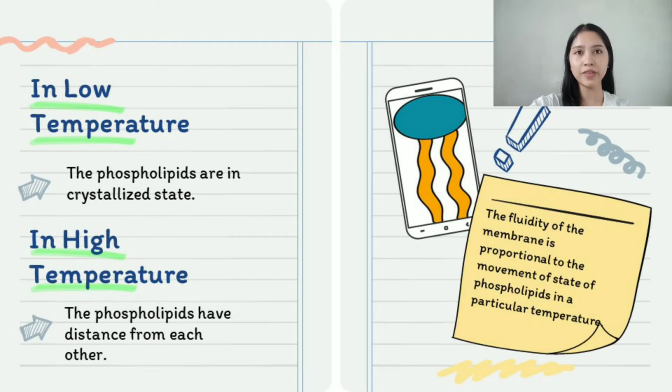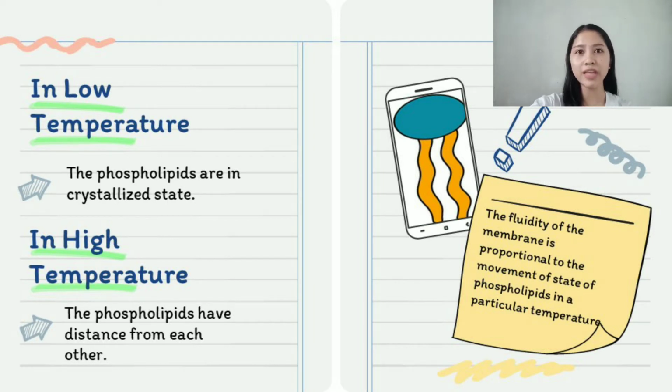When phospholipids are in low temperature, their mobility is decreased. That's why they are huddled together, resulting in the fluidity of the membrane decreasing. This is known as the crystallized state. Thus, as the temperature decreases, the fluidity of the cell membrane also decreases.